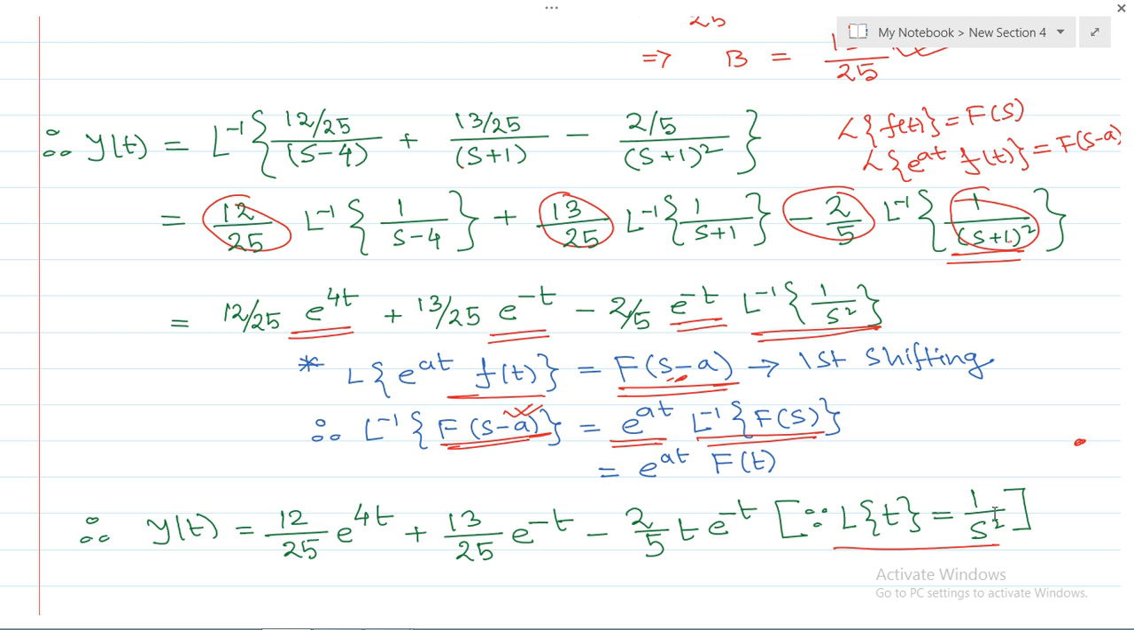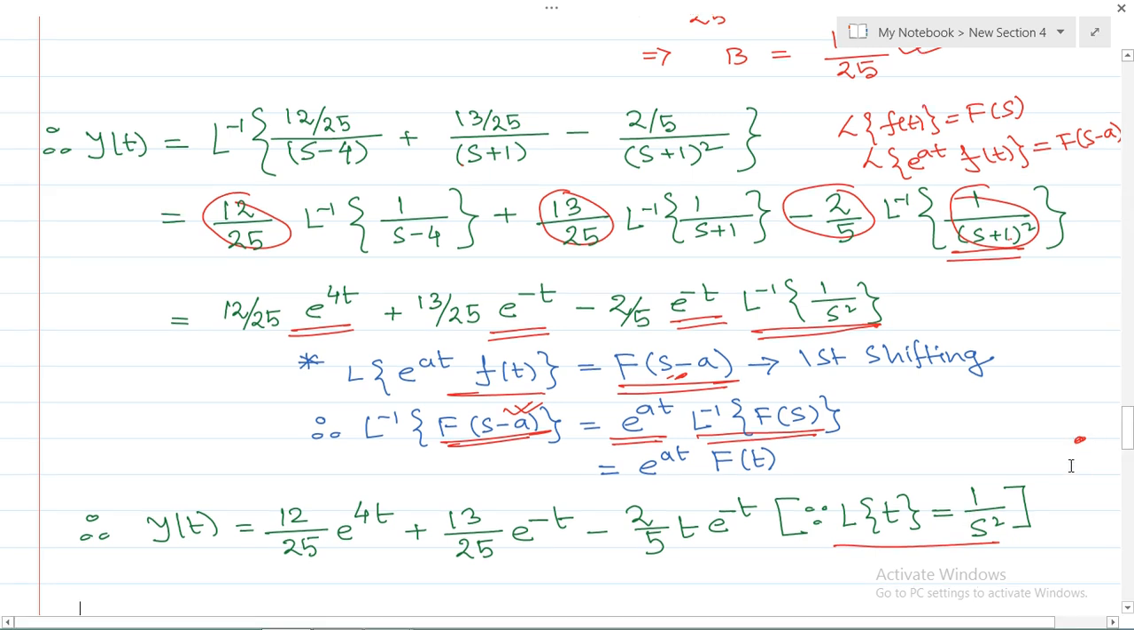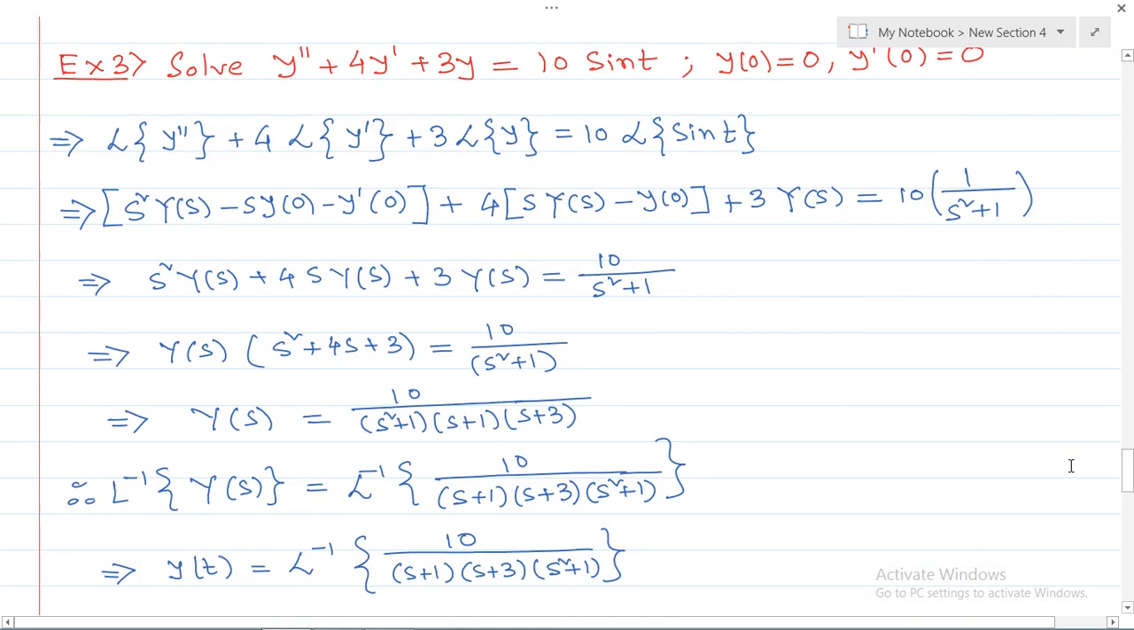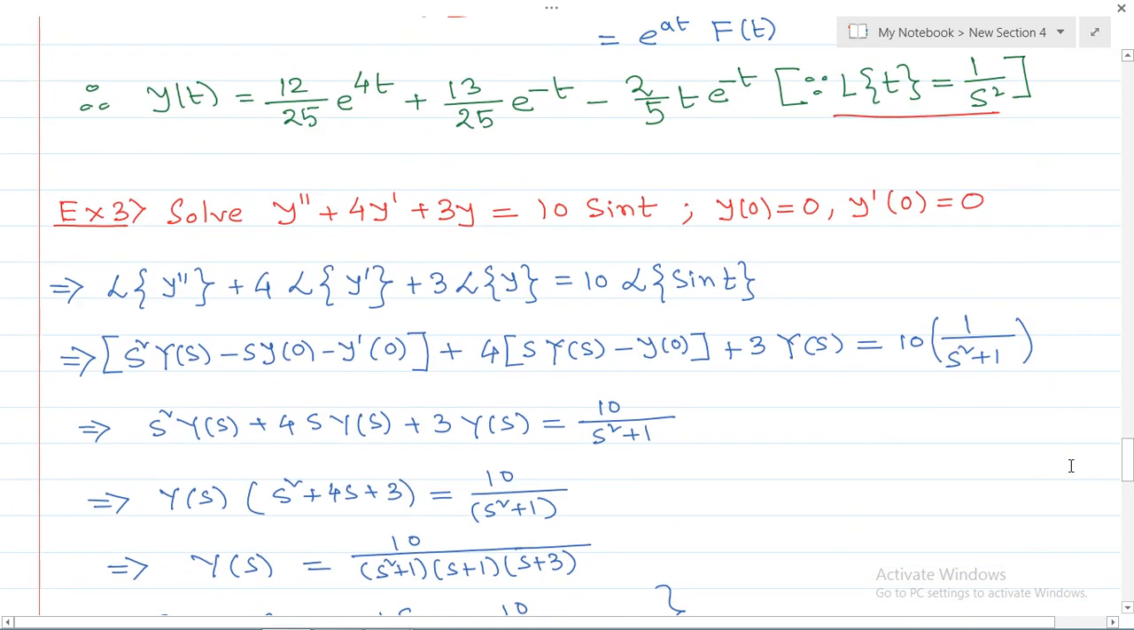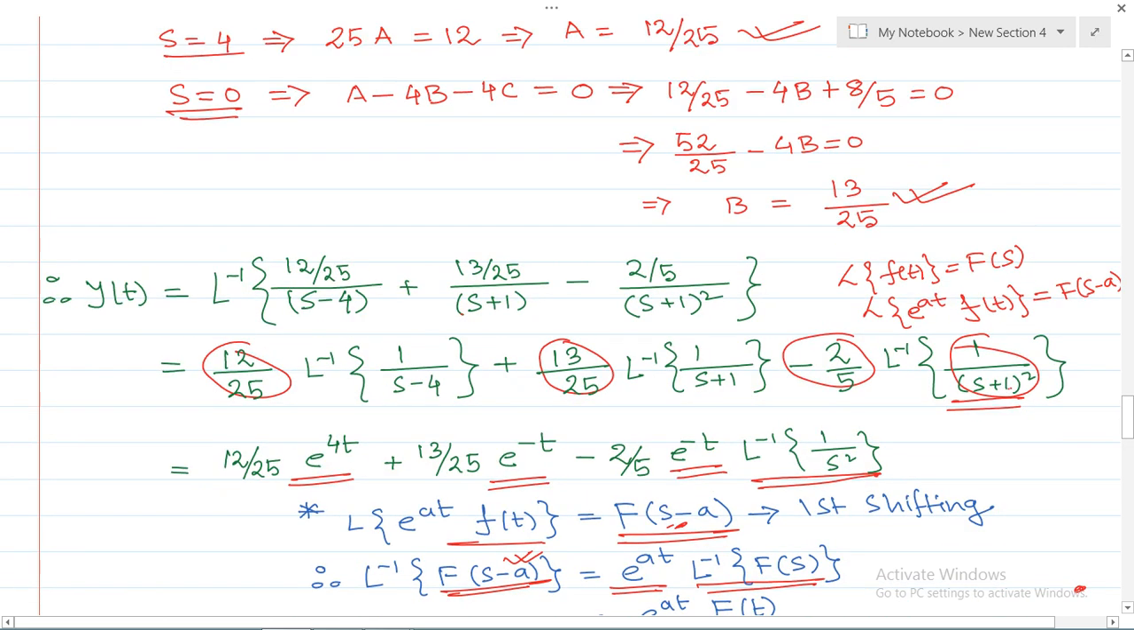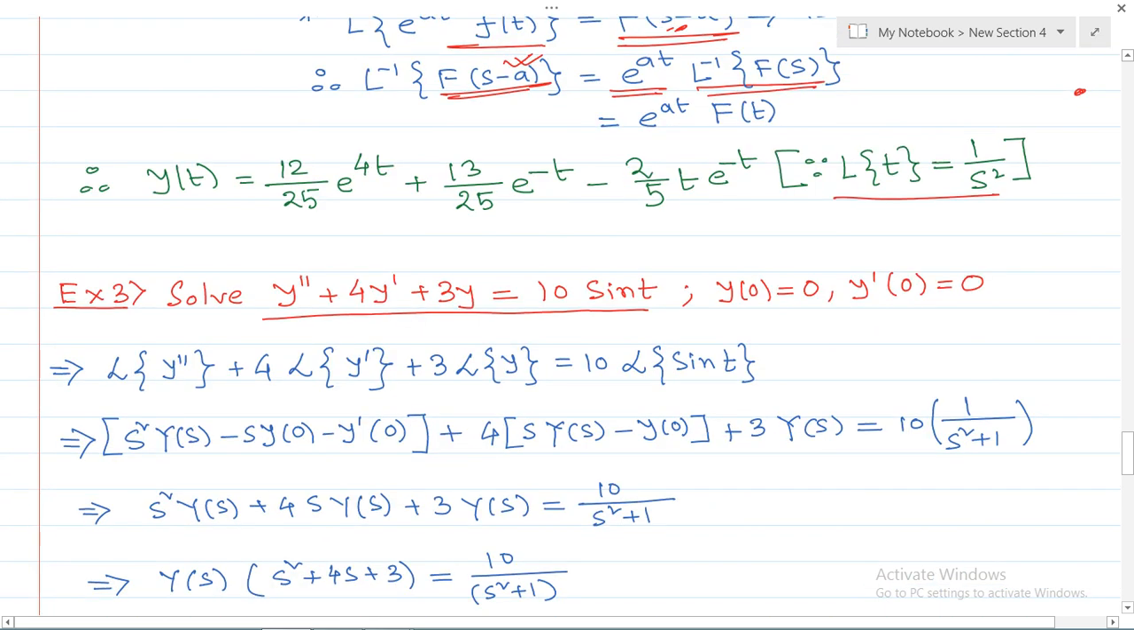Okay, so now we are going to come to the last problem for our discussion. Here we have y double dash plus 4y dash plus 3y equal to 10 into sine t, where y of 0 equals 0 and y dash of 0 equals 0, both are 0 basically.